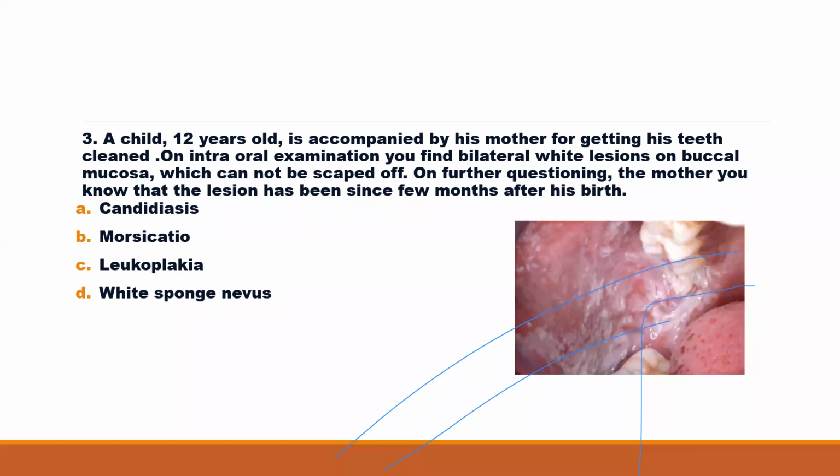Okay. So yes, most of them have answered white spongy nevus. That's the right answer, D. The lesion cannot be scraped off, so it cannot be candidiasis, and it cannot be morsicatio as a diagnosis because the lesion has been there since just a few months after birth. So it's a hereditary lesion, so it is white spongy nevus. Okay, I'm going for the next question.